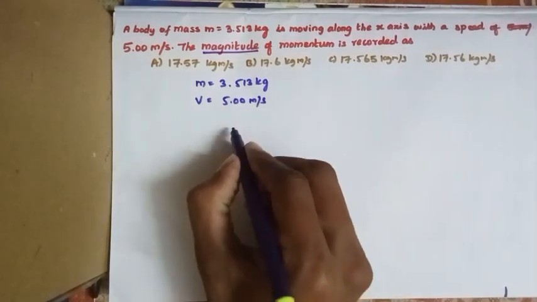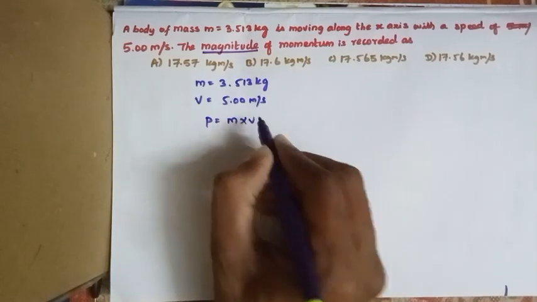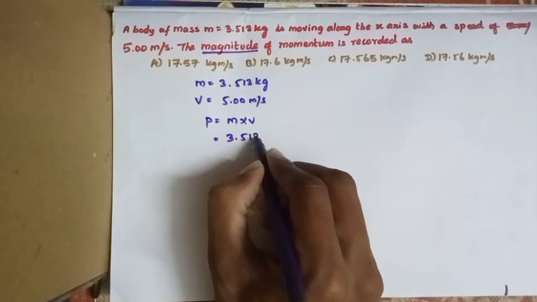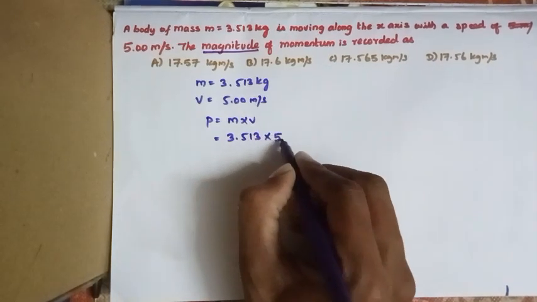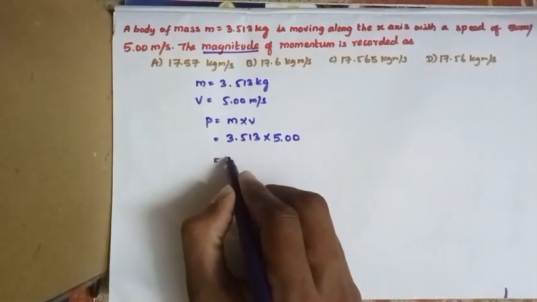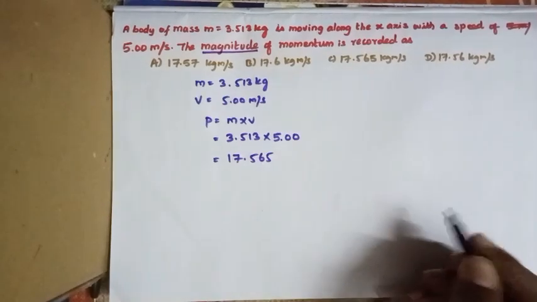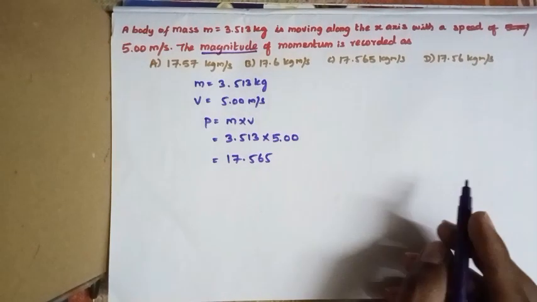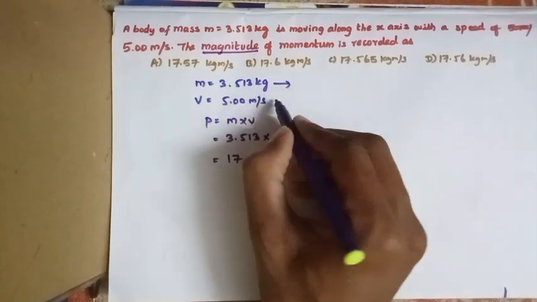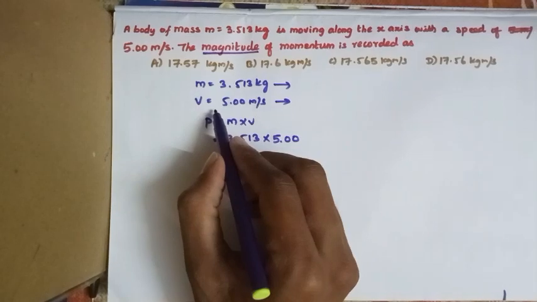The formula for momentum is P equal to mass into velocity. So the mass value is 3.513 and velocity is 5.00. If you multiply these two values, you will get 17.565. Before that, you have to check the number of significant figures in the mass and velocity.